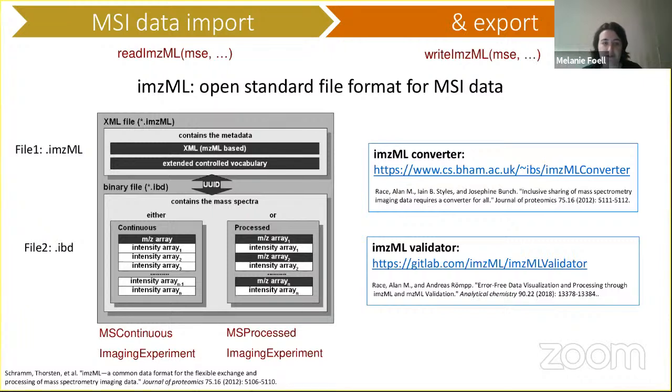Inside the IBD file, the mass spectra can be stored in two different ways. We can distinguish a continuous file type, in which the m/z array is only stored once. In contrast, in the processed file type, for each spectrum we have not only an intensity array, but also an individual m/z array. And Cardinal can handle both data types.